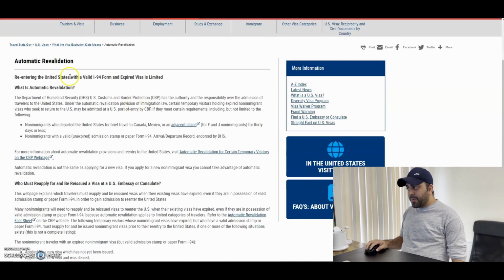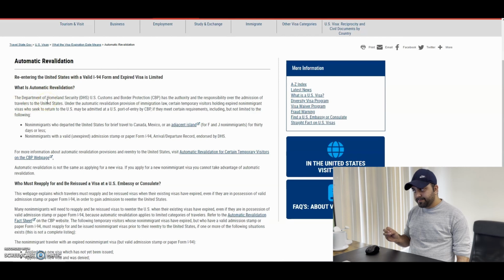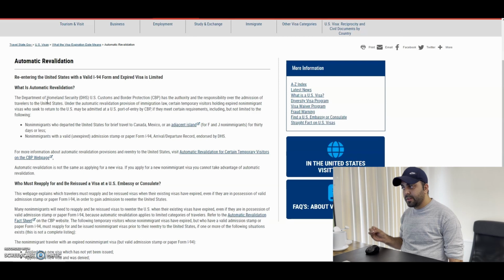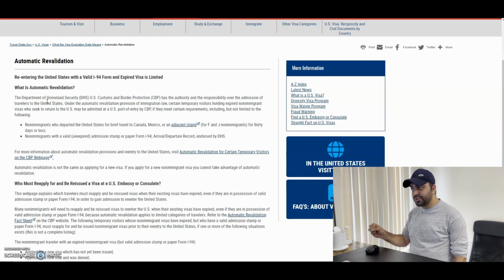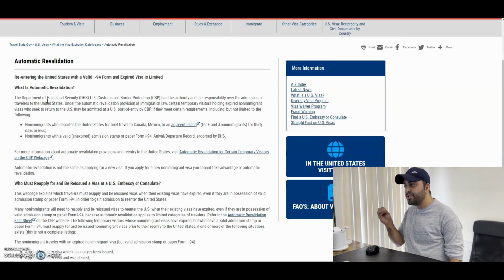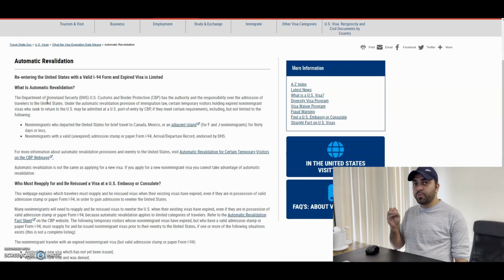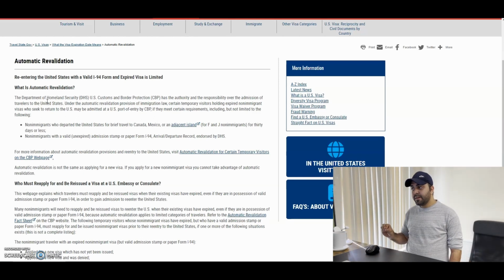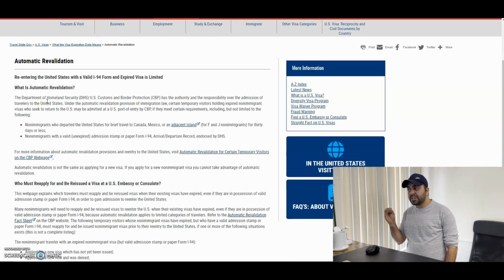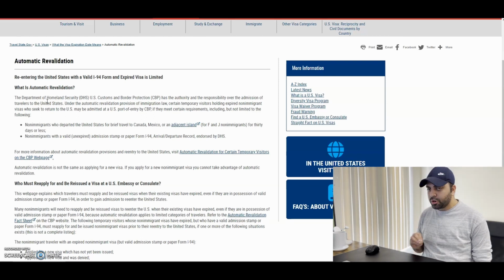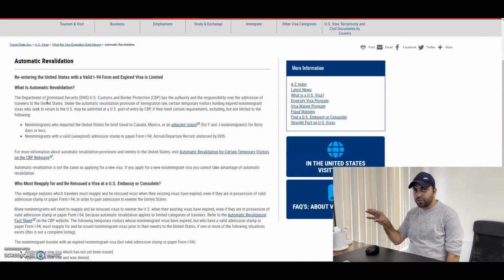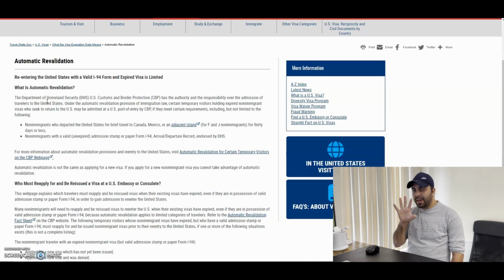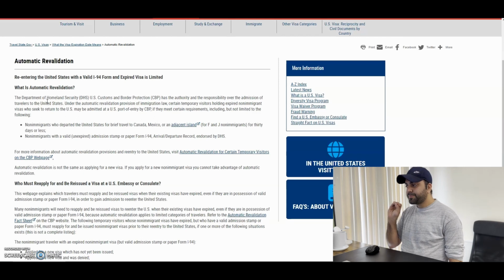What is the automatic revalidation? The Department of Homeland Security has authority and the responsibility over the admissions of travelers to the United States. Under the automatic revalidation provision of immigration law, certain temporary visitors holding expired non-immigrant visas who seek to return to the US must be admitted by the US Port of Entry by CBP if they meet certain requirements, included but not limited to the following. Okay, so that means most of the non-immigrant visas. I would believe this also applies for B1, B2 tourist visas, but I haven't read about that, but this is what it is.